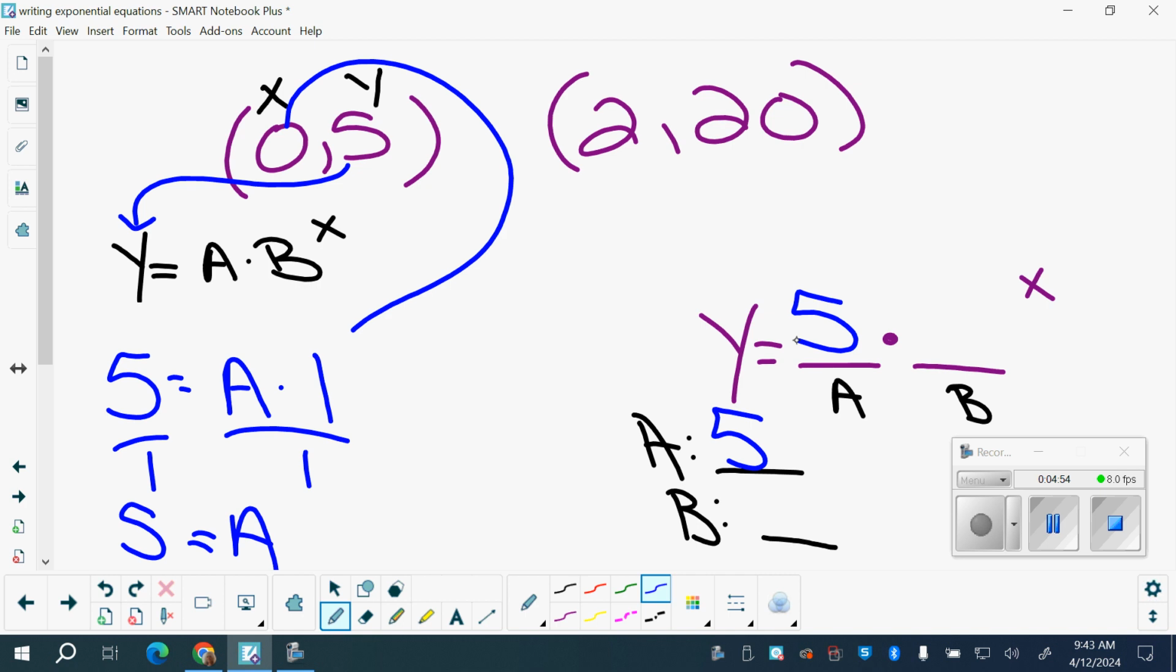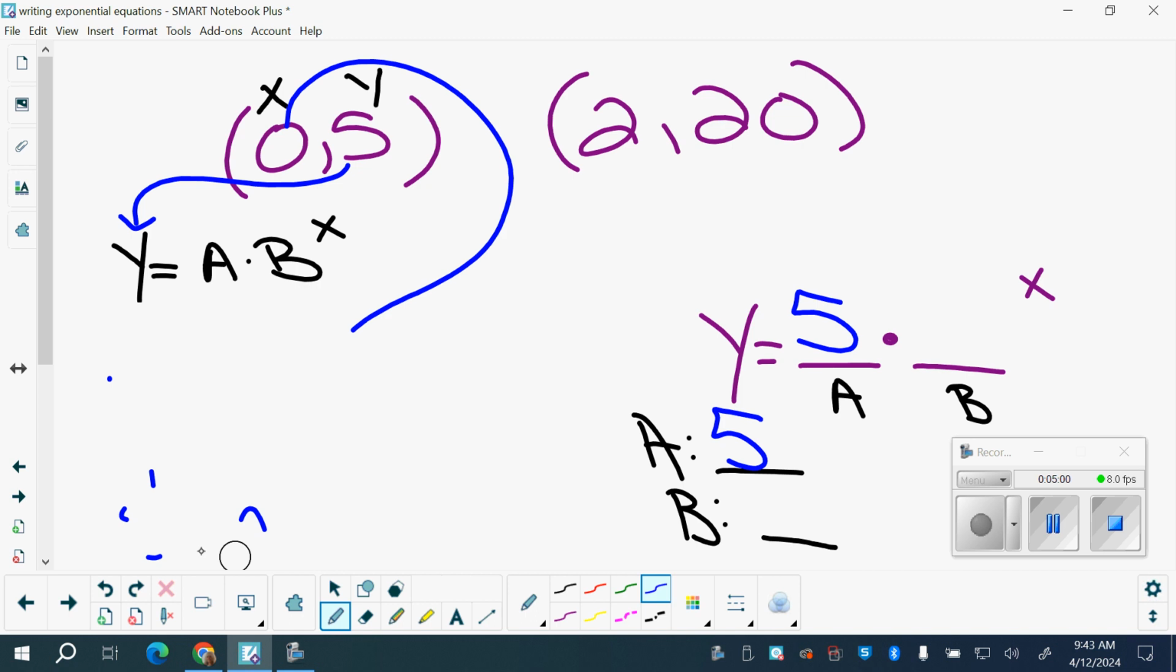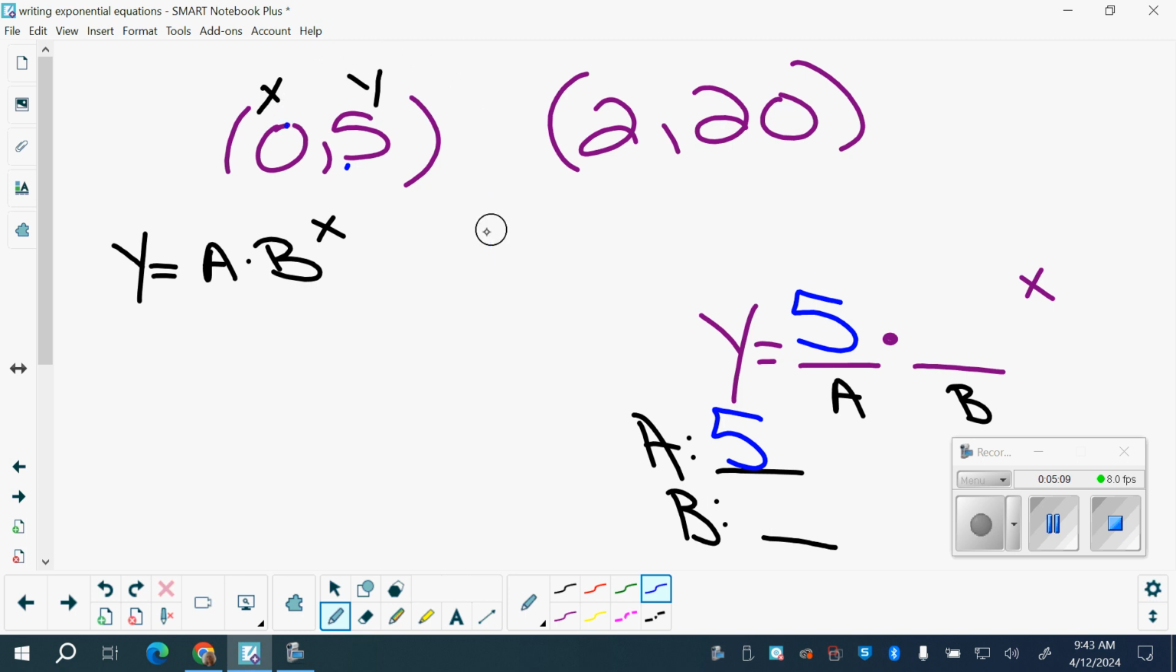Did I lose anybody? Okay. Now we're going to do the exact same thing again, but we are going to use the new point, and we're going to use that 5 because we get to use it now. I want you to plug in this for x, this for y, and this for A. Plug it in and stop. And then we're going to see where we go from there. So plug in your A that you know, your new x, and your new y, and then stop, and we're going to talk about what we're going to do next.